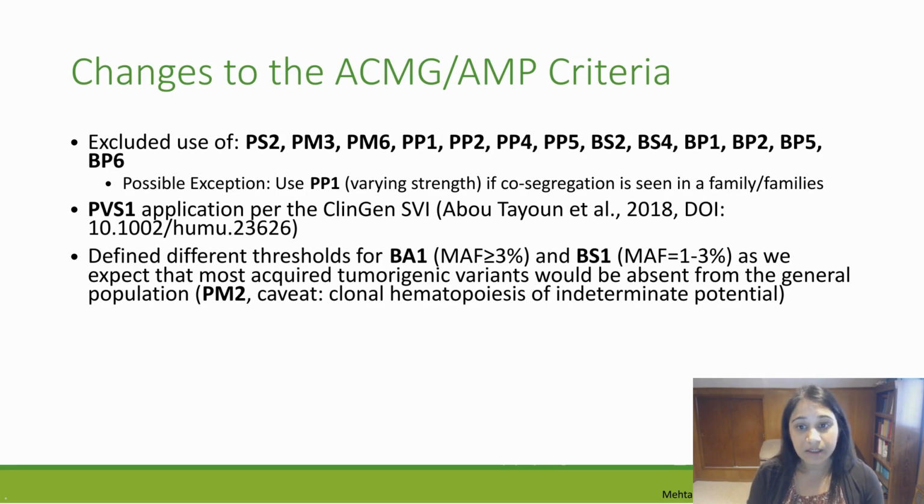Instead of the 1% cutoff that most laboratories were using, we conservatively selected 3% to account for the allele frequency of some heritable pathogenic founder alterations seen in common cancer predisposition genes.